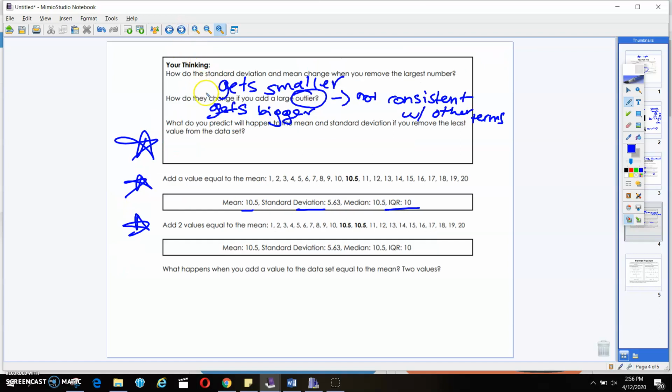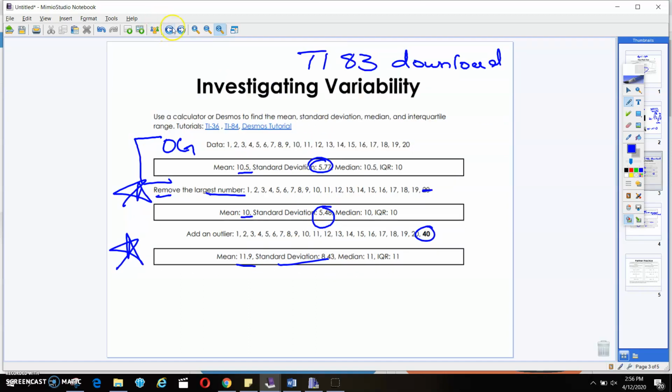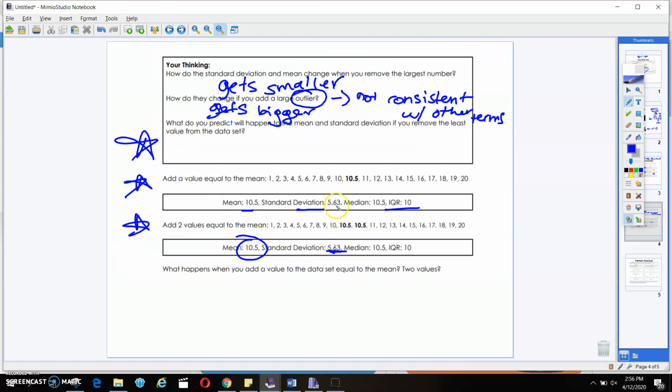Okay? All right. What if we add two values equal to the mean? Well, our mean still stays the same. And our standard deviation only dropped to 5.63. It went from 5.77 to 5.63. But it's consistent with this first one, right? And then these numbers are all the same. So even if you add the same number multiple times, it's still going to be the same as just adding it once. The effect it has once, if you repeat that number, it's going to have the same values, okay?